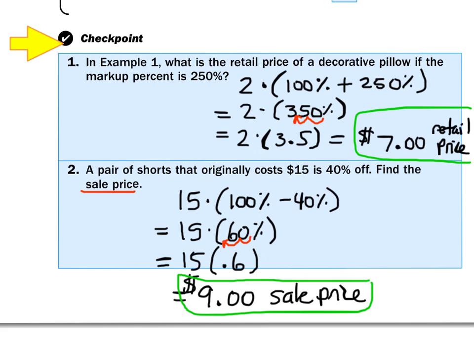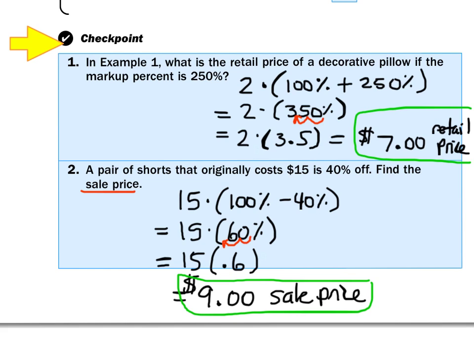Okay, so the checkpoint. In example 1, what is the retail price of a decorative pillow if the markup is 250%? So remember, the wholesale price of the pillow was $2. And then we're just going to multiply it by 100%, the original, plus the markup percent, the 250%. So that's just $2 times 350%. So I grab the decimal point, move it 2 places back. So that's just $2 times 3.5. And that just gives me a $7 retail price.